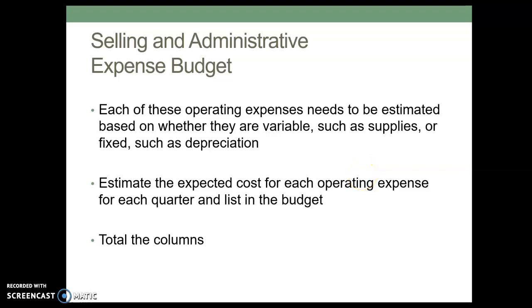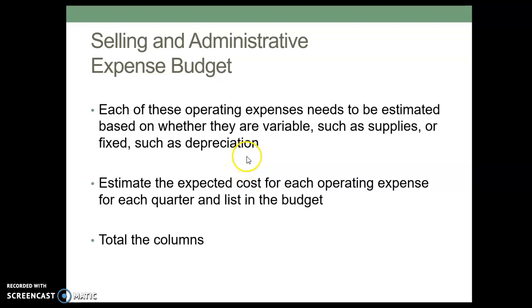Okay, in the previous video, we're working on the production budget. At the end of the production budget, we have the selling and administrative expense budget, where we have to take a look at each expense of the office. These are expenses of the office, so of salespeople, accounting people, various people who are not working in the factory, they're not working on the product. Okay, these are our operating expenses.